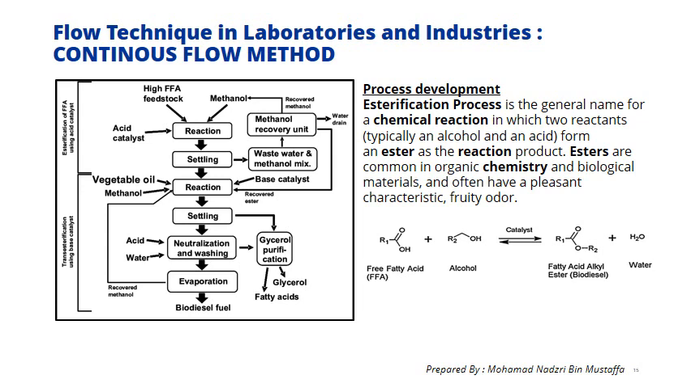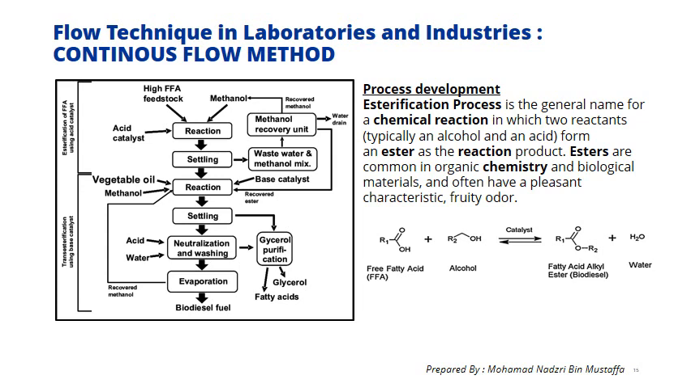I will take a very simple example of the continuous flow method, which has been used for a decade in process development, which is processing oil. Here we take the example of the esterification process, the general name for a chemical reaction in which two reactants, typically an alcohol and an acid, form an ester as the reaction product, which is biodiesel. Ester is a common organic compound, and this is commonly used for producing biodiesel.